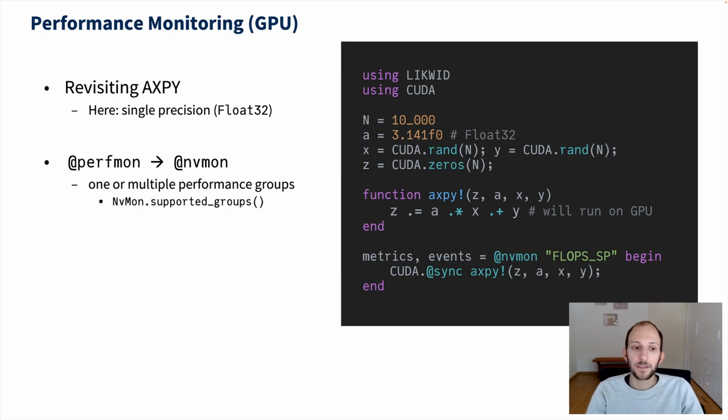However, this time a very simple CUDA implementation, running on an NVIDIA GPU, where we utilize the high-level abstraction features of CUDA.jl. So basically, we just initialize our x, y and z arrays as CUDA arrays. By the way, that defaults to Float32, which is why I also set a to a Float32 literal here. And then we just broadcast, which, again, by the magic of broadcasting and CUDA.jl will then run efficiently on a GPU. And again, to monitor the performance, we wrap all of this into this @nvmon macro, same thing as before, and then just have our regular function call.